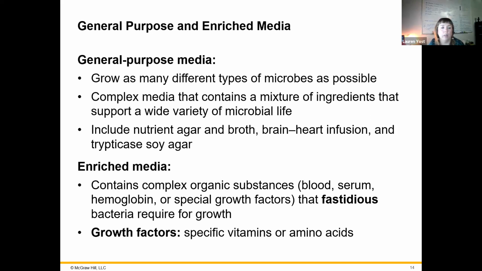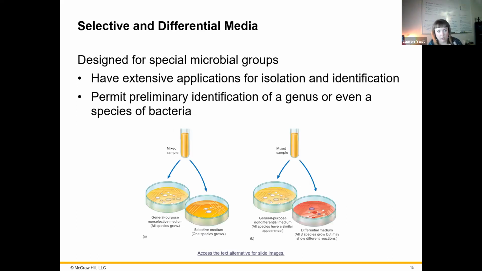Okay, so enriched media and general purpose media. General purpose media can grow a variety of things. We try to make it as hospitable as we can for a wide variety of organisms, make it friendly, even baby friendly for fastidious organisms. Then we have enriched media. These are, like we said, for fastidious organisms that need growth factors in order to live. They need specific amino acids or vitamins, like we do.